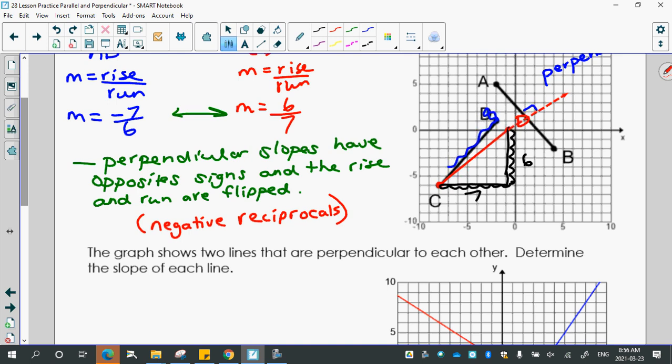So now that we know this, you're going to check and make sure that theory works with the next two lines there. So find the slope of each one, and once you figure out the slope of each line, they should be negative reciprocals, or opposite signs and rise and run flipped.